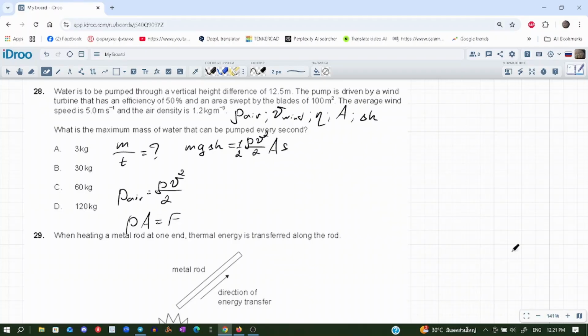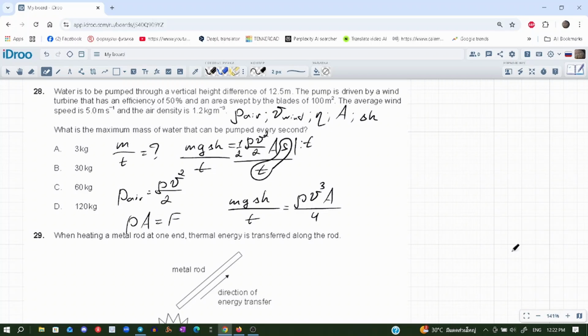Now let's divide this equation by time. We divide it by time, and we will get velocity, we will get the speed again. S over t, this is the speed. So what will we get? We will get mg delta h over t equals density times velocity cubed, right? Times area divided by 4. Is it correct?